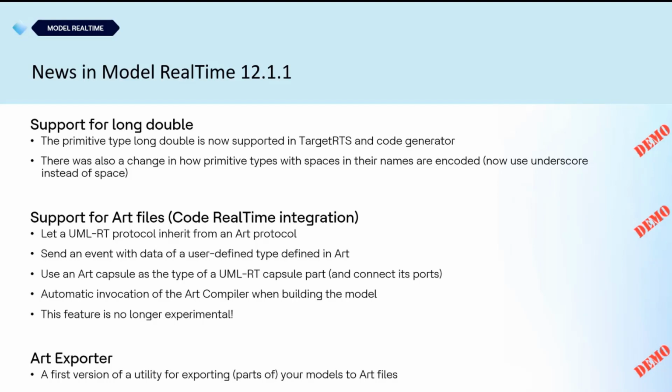We also started to work on a utility that can help you to export parts of your models to art files. This is called the art exporter, and it's available as a separate utility. In this first version, it focuses only on supporting types, but later on this will evolve into being able to export a full Model RealTime model to art files.